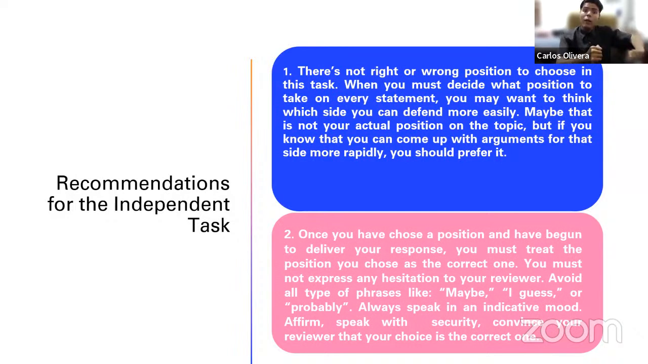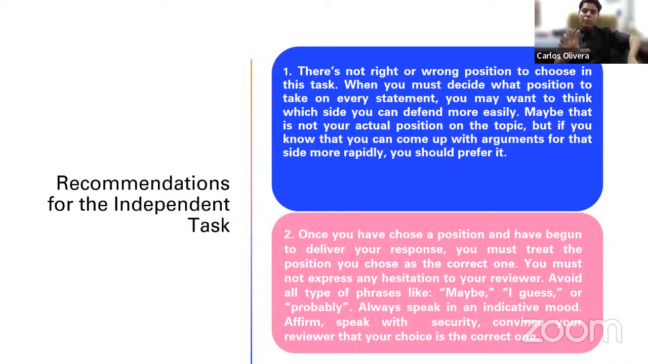Then you should go and take that position, of course, because as I say, what you want here is not to portray your actual belief or what you believe is the truth, but to be efficient in your response and to come up with good arguments, with good ideas, as I try to do in my response, okay? So once you have chosen, I have to clarify this.